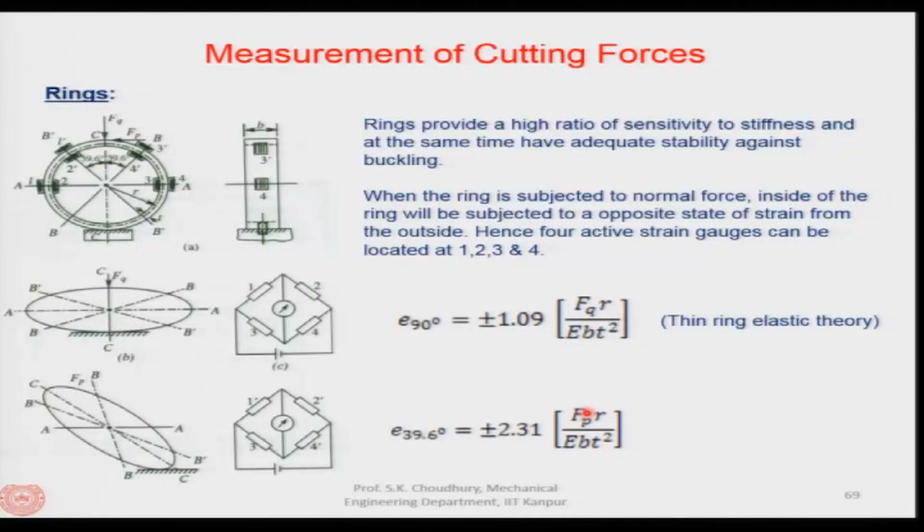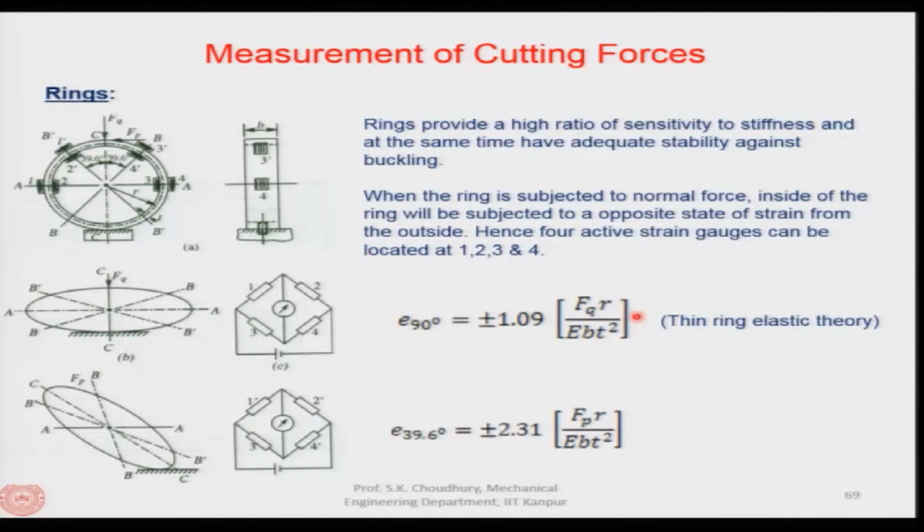Just notice here that at 39.6 degrees, the sensors 1 prime, 2 prime, 3 prime and 4 prime will be sensing the force FP. Therefore, here it is FP, and along the 90 degree, sensors 1, 2, 3, 4 will be sensing FQ, which is the thrust force or normal force, and therefore at 90 degrees it is FQ into R divided by E, B and T square.